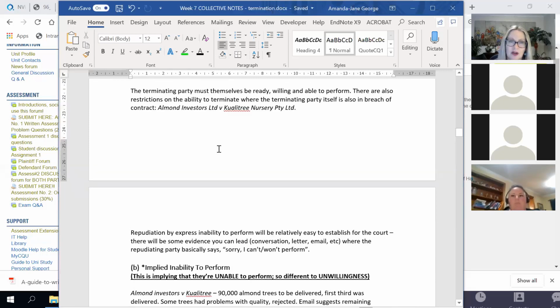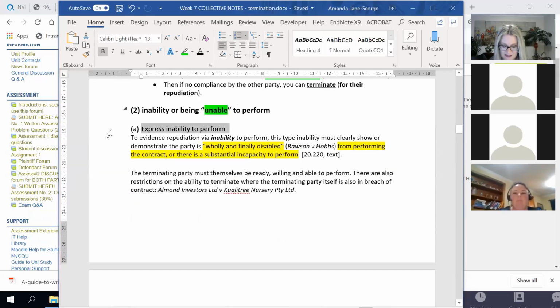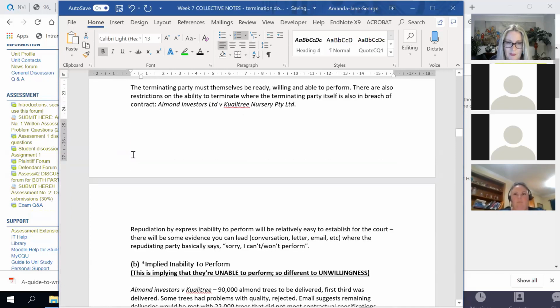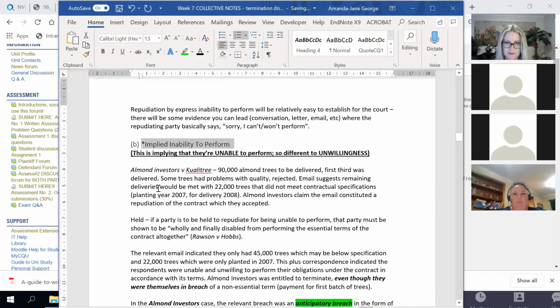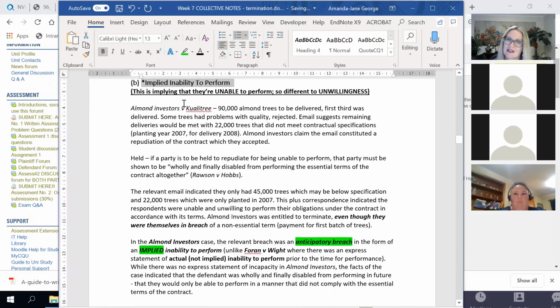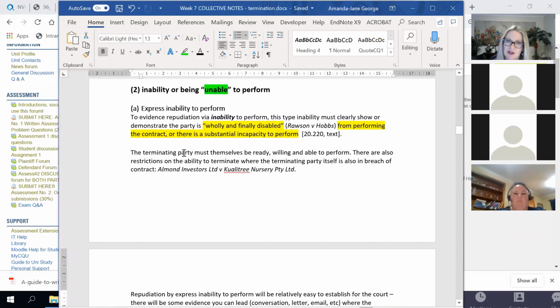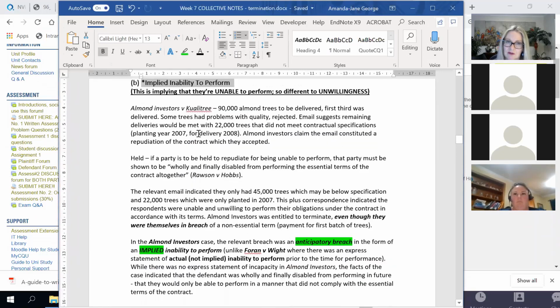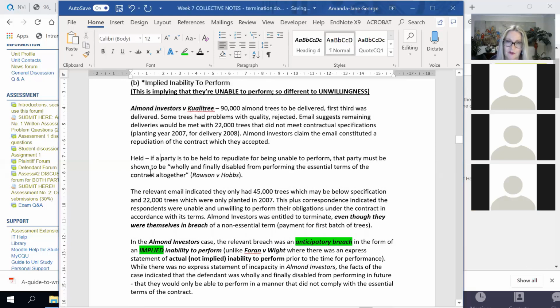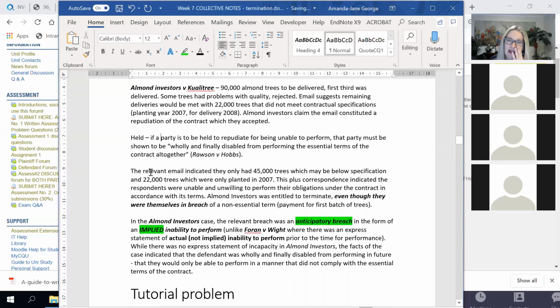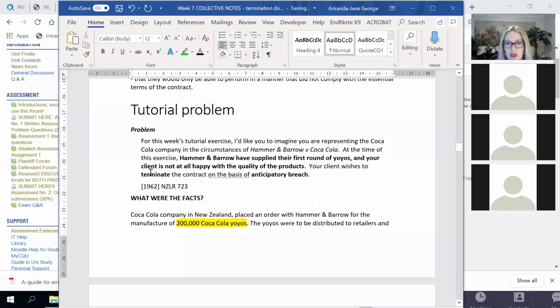Hammer and Barrow, okay. So express inability to perform we have, and implied inability to perform. Hammer and Barrow was more of a case of implied inability to perform, was it not? Okay, so that means someone has not said expressly to you, I'm not going to perform. They have said by their actions that they won't perform. And there I need you to look at Almond Investors and Koala Tree. Okay, so there's express and implied inability to perform.